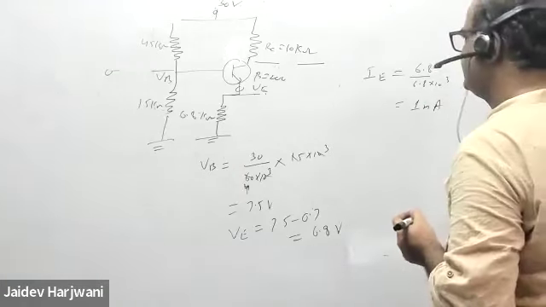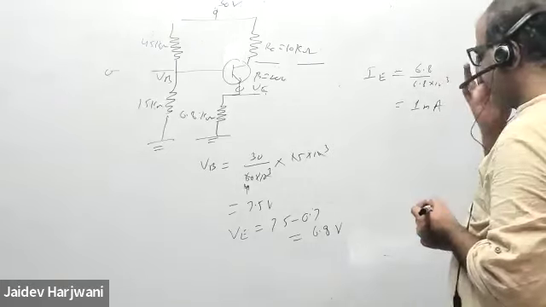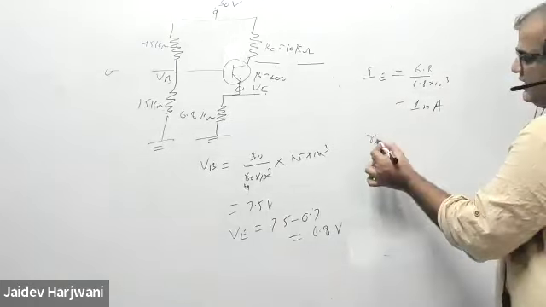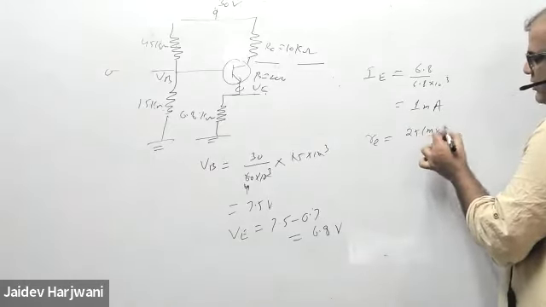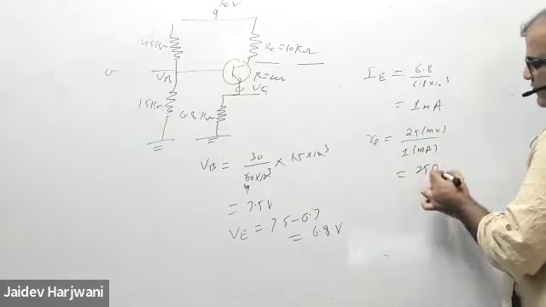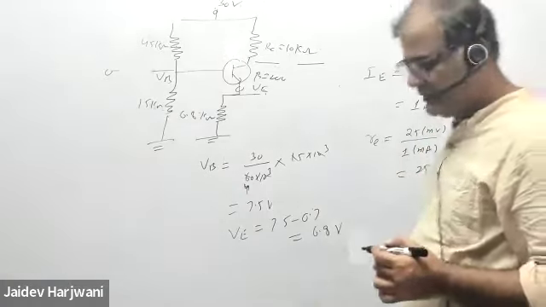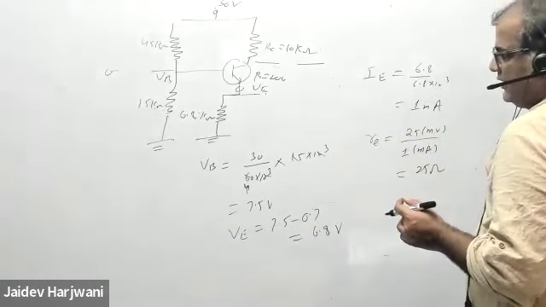Now you know the IE value, 1 milliamp. You can find the RE. RE will be how much? 25 millivolt divided by 1 milliamp. So this will give me 25 ohm RE. Okay, so once you know the RE.